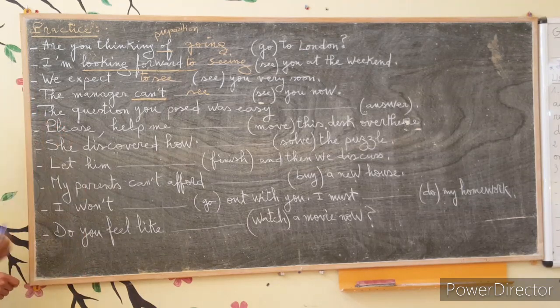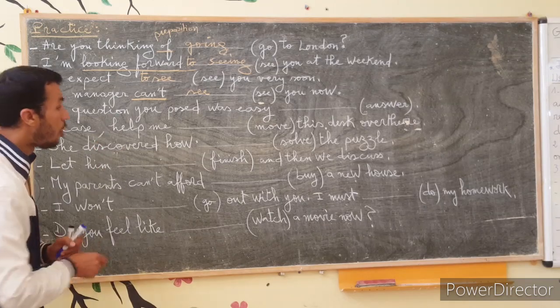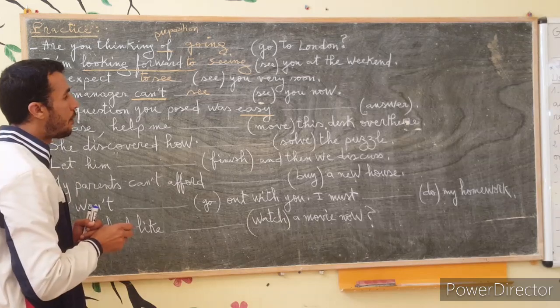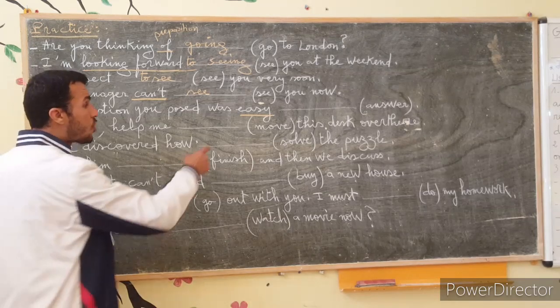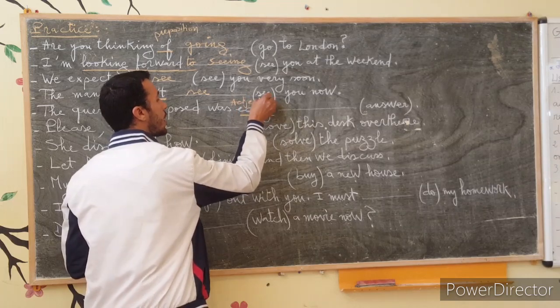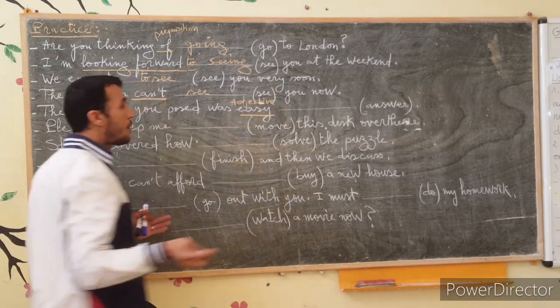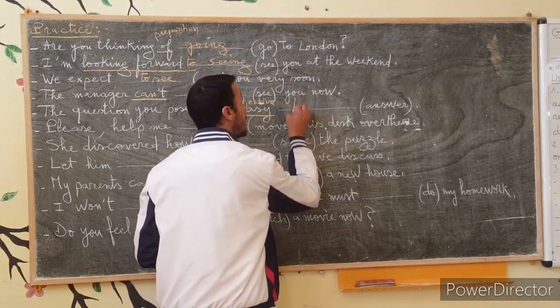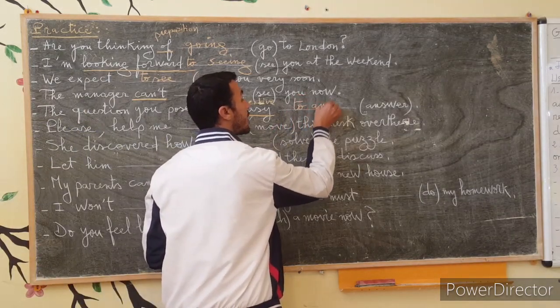Here, what do we have? The question you posed was easy, and we had the verb insert. What do we have here as the last element in the first part of the sentence? We have an adjective. And adjectives are to be followed by infinitive. Easy to insert.